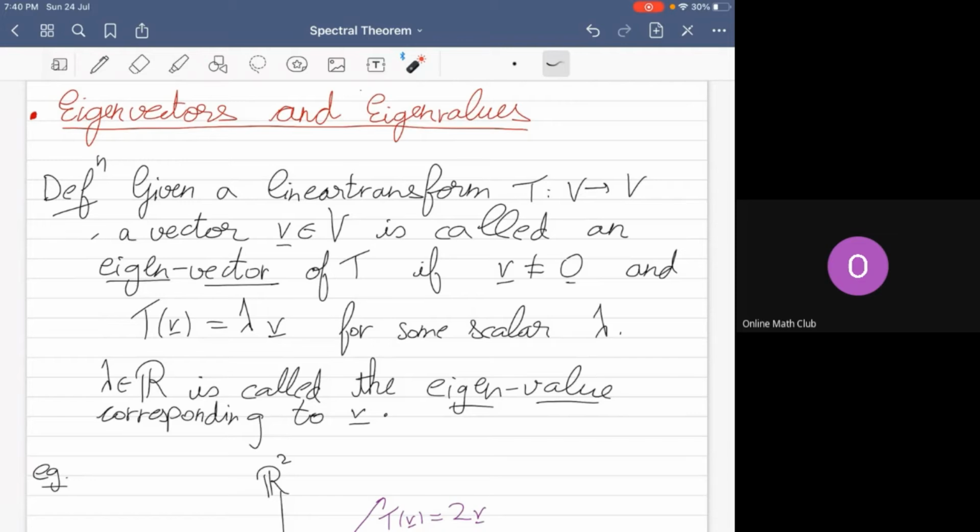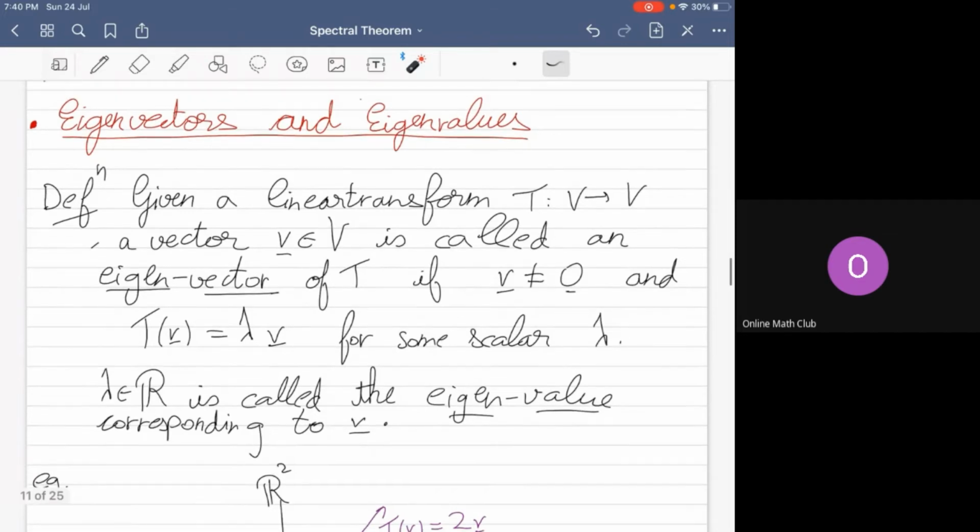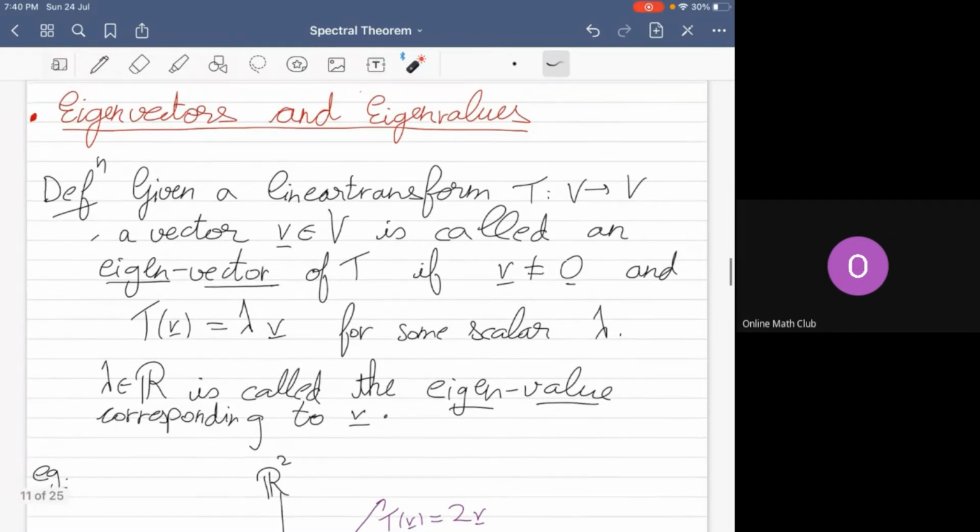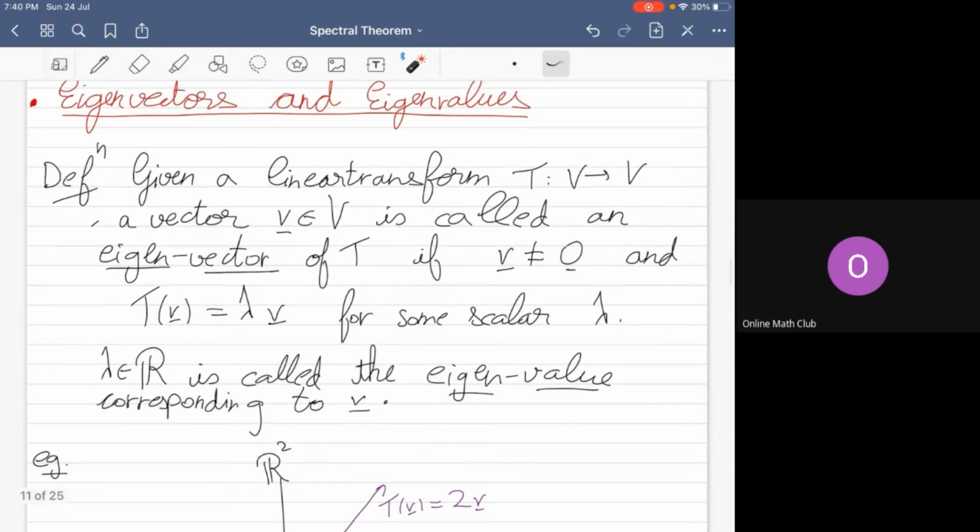Yes. Okay, great. Okay, so let's start with some definitions. Given a linear transform T from a vector space V to itself.